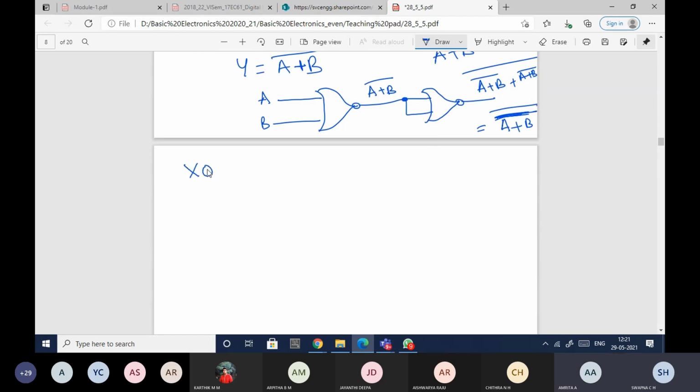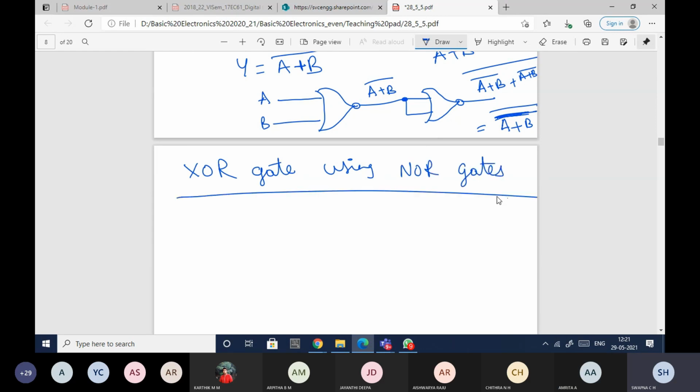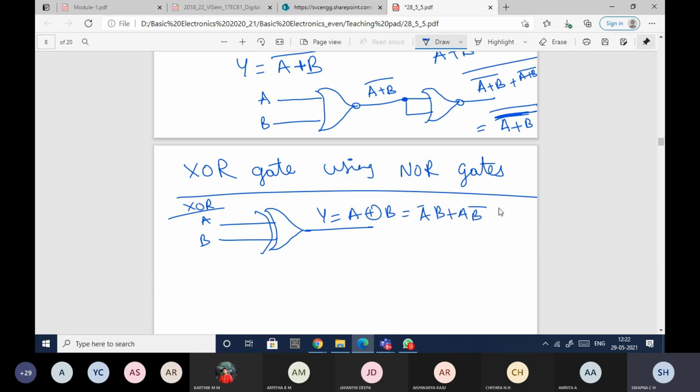Yes, ma'am. Next, try this XOR gate using NOR gates. Okay, so XOR gate. All of you see this. XOR gate: A, B, Y is equal to A XOR B, which is nothing but A bar B plus A B bar. So again I need to implement this.